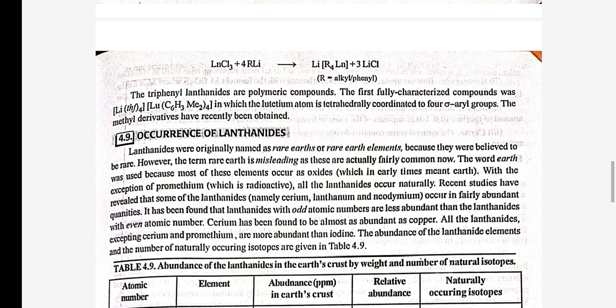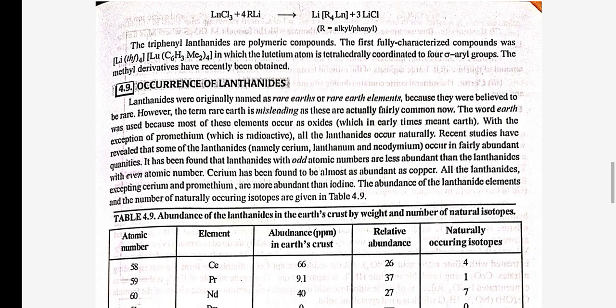Occurrence of the lanthanoids. Lanthanoids were originally named as the rare earths because they were believed to be rare. However, the term rare earth is misleading as these are actually fairly common. The word earth was used because most of these elements occur as oxides, which in the early times meant earth. With the exception of promethium, which is radioactive, all the lanthanides occur naturally.